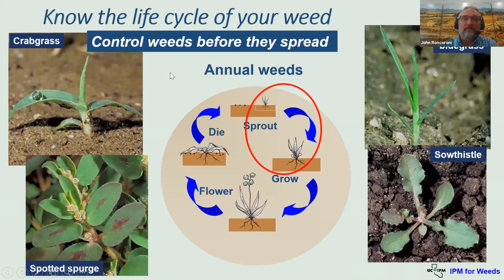So here we have control annual weeds before they spread. If you have some small weeds like annual bluegrass, spotted spurge or sow thistle, you want to dig those out. This is annual bluegrass, I'm sorry, and crabgrass. Dig them out early on. You might as well just get them out.